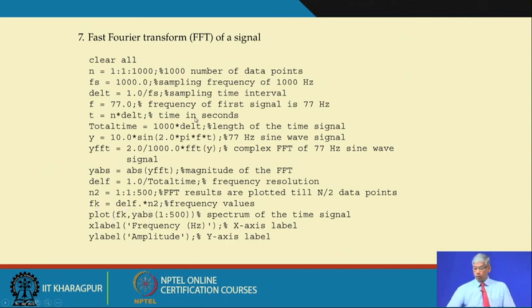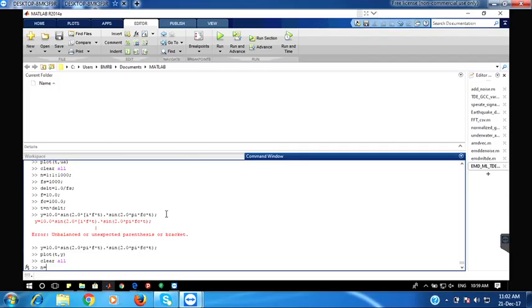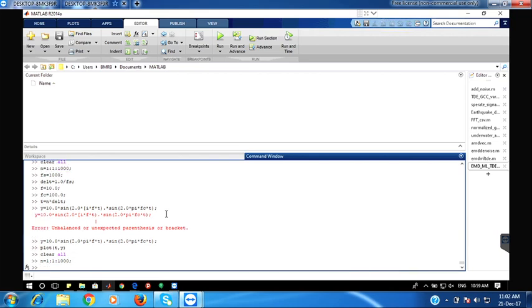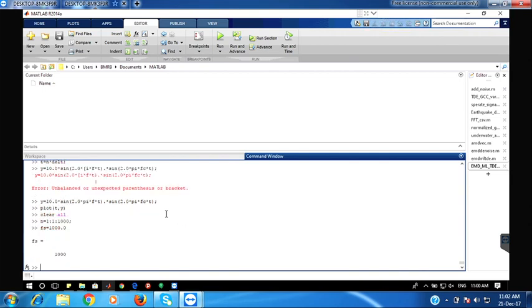Let us work this example out for everybody's benefit. So, n is equal to 1 colon 1000. Then I have Fs is 1000. See, because I did not give the semicolon, it did not prompt me. Okay. Delta t is nothing but 1 divided by Fs.